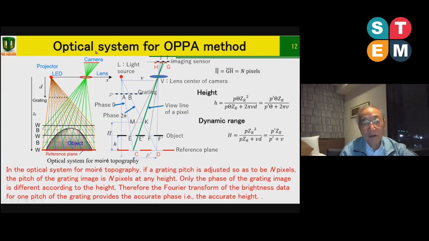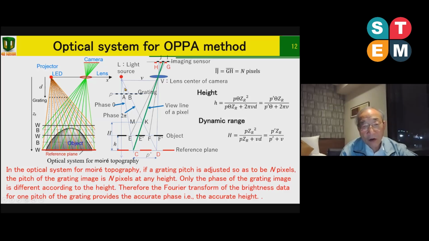This is a typical optical system for the OPPA method. Here is a projector. The light source is here and the grating is here. This grating shadow is projected on the reference plane or on the object surface. This is a schematic explanation, magnified, of this one pitch. Here is a grating one pitch AB, and this shadow is projected on the reference plane as CD.